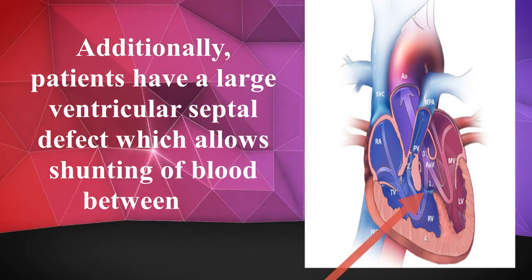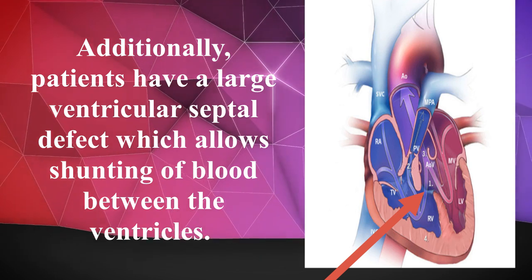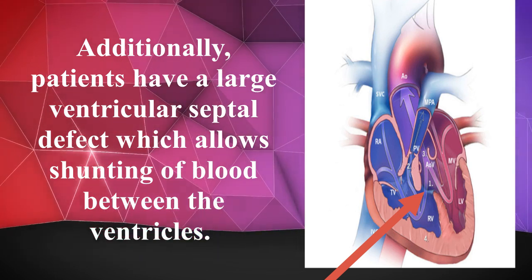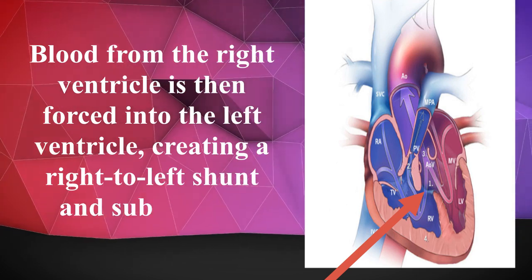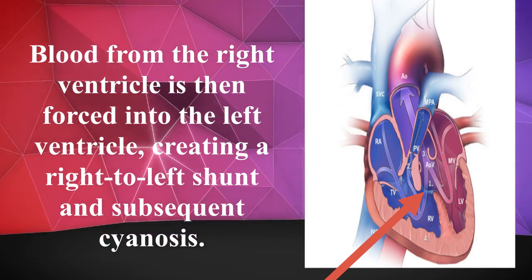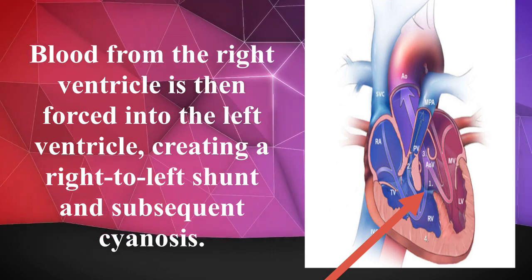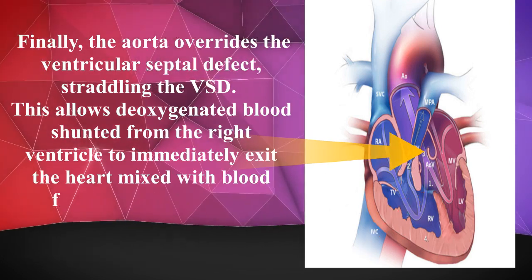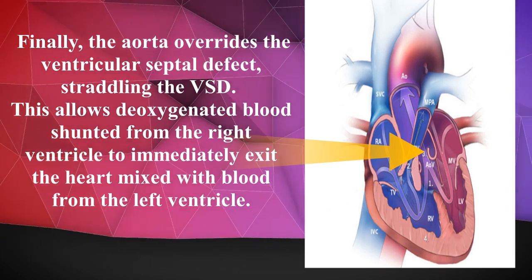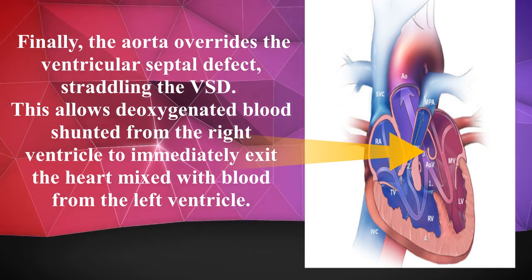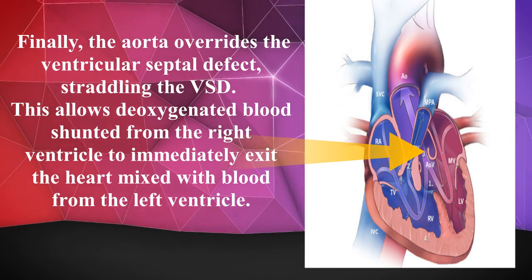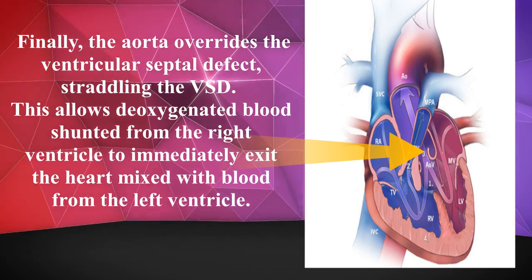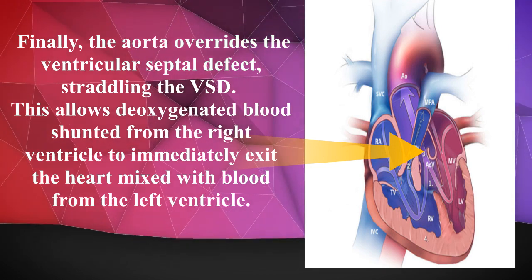Additionally, patients have a large ventricular septal defect which allows shunting of blood between the ventricles. Blood from the right ventricle is then forced into the left ventricle, creating a right-to-left shunt and subsequent cyanosis. Finally, the aorta overrides the ventricular septal defect, straddling the VSD. This allows deoxygenated blood shunted from the right ventricle to immediately exit the heart mixed with blood from the left ventricle.